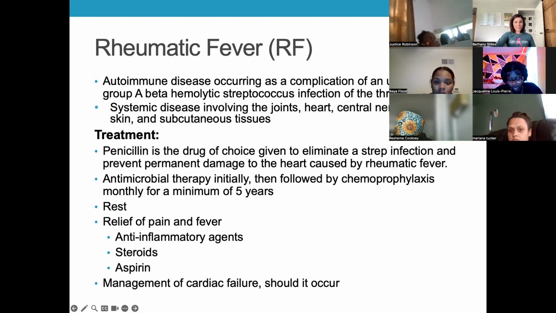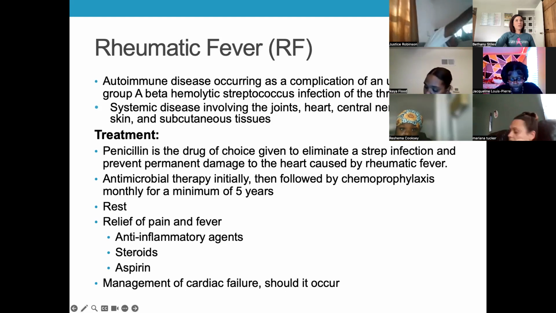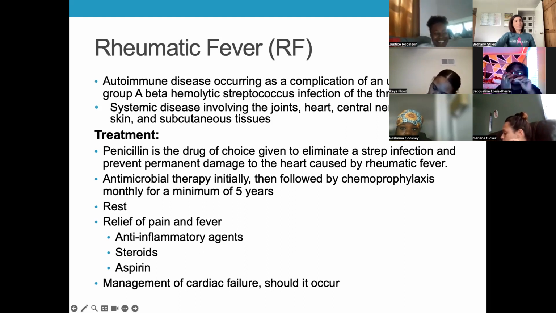Rheumatic fever is going to be an autoimmune disease that occurs as a complication of an untreated strep infection of the throat. So this is why it's so important that we treat strep infections and that we follow through with the entire course of antibiotics. So it's a systemic disease that involves our joints, our heart, our nervous system, our skin, and our subcutaneous tissues.